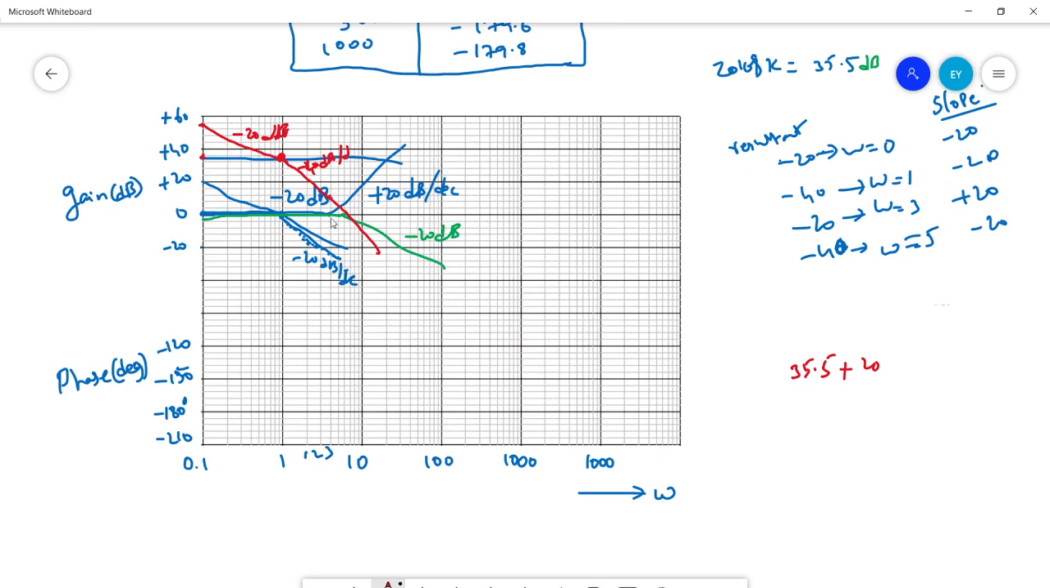Then at omega equal to 3, there is a zero which is contributing. So what happens is the resultant is minus 20. Why? Here we have minus 40 from omega equal to 1 to omega equal to 3. At omega equal to 3, the slope is plus 20. So we need to add minus 40 plus 20, which results in minus 20 dB per decade. So from here, whatever we are drawing is minus 20 dB per decade. Okay.